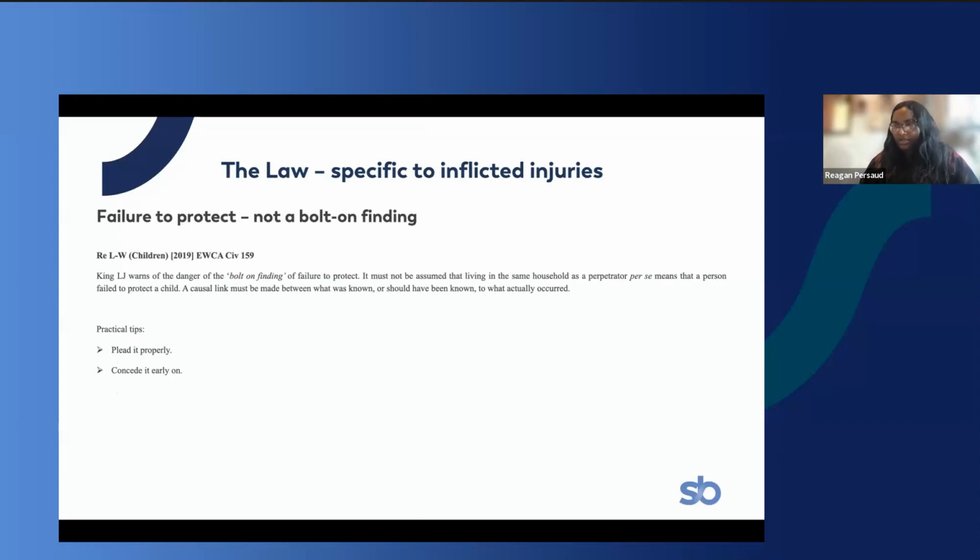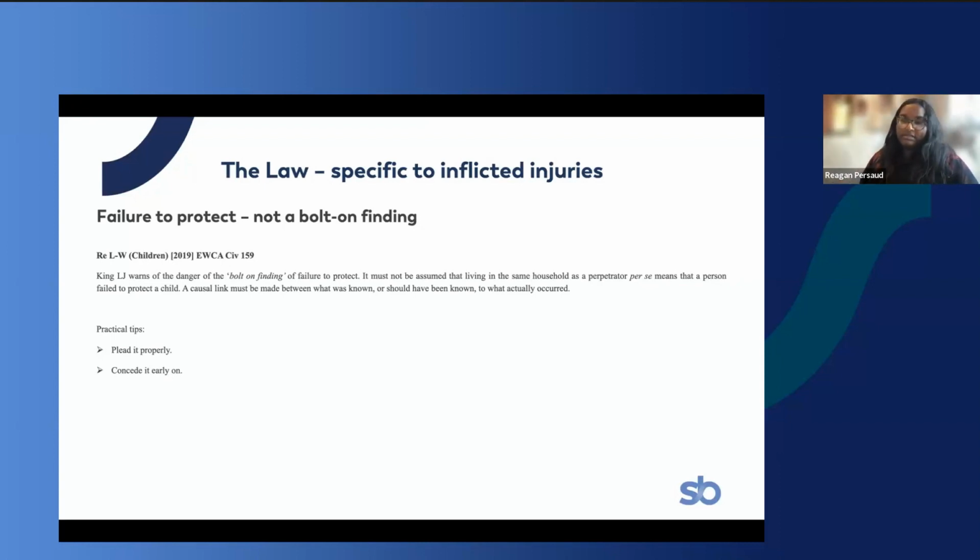From the case of LW, Lady Justice Eleanor King warns us of the dangers of what she's called a bolt-on finding of failure to protect. It cannot be assumed that just because you live in the same household as a perpetrator, that you knew that person could have injured a child and you failed to protect. So what was this case about?